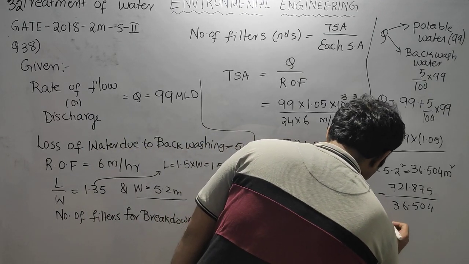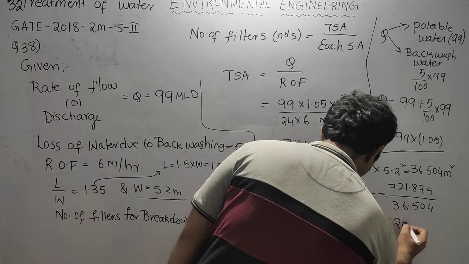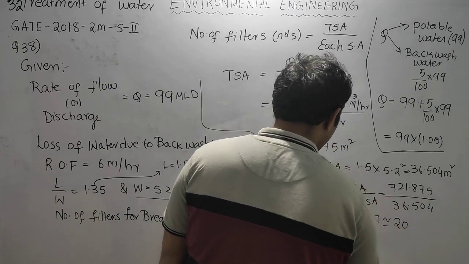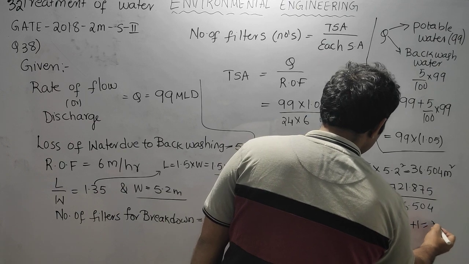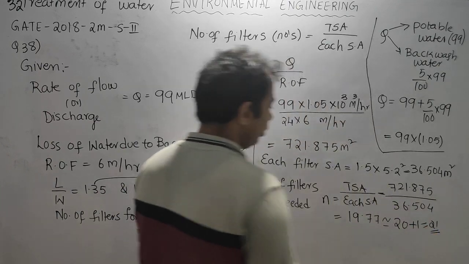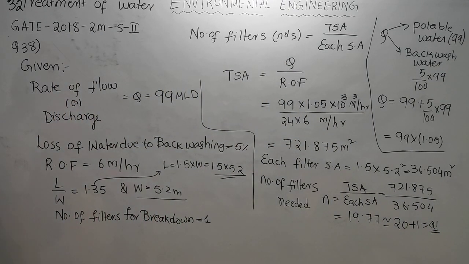19.77, that means you need to round it off as 20, plus 1 we will provide extra. So 20 plus 1, that is 21. So 21 number of filters we have to provide here to take care of this quantity. Okay, 21 is the answer.